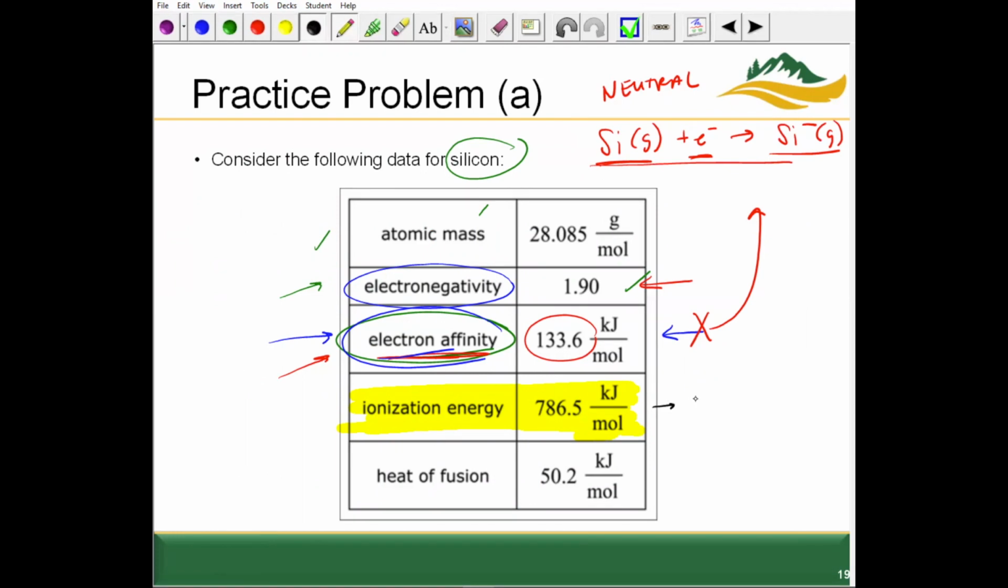So let's draw this out. This would be neutral silicon as a gas, then losing an electron to become Si+. It's not written like this though, right? In our problem, we have Si+, then gaining back an electron to form the neutral form of silicon. Again, we can't use the electron affinity number because we're not taking a neutral silicon, adding an electron to form Si-.